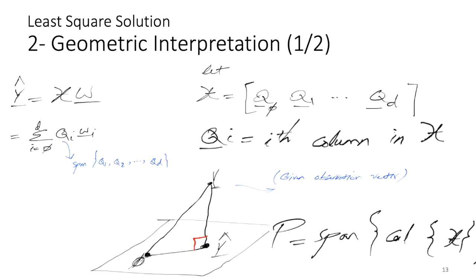Sorry, what does it say in the blue brackets? Given... Yeah, those brackets. They're defining your Q from Q0 up to QD, which you're going to use here. And Qi is the ith column in X, right?